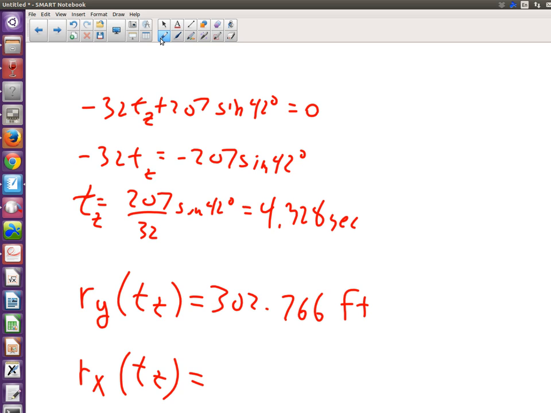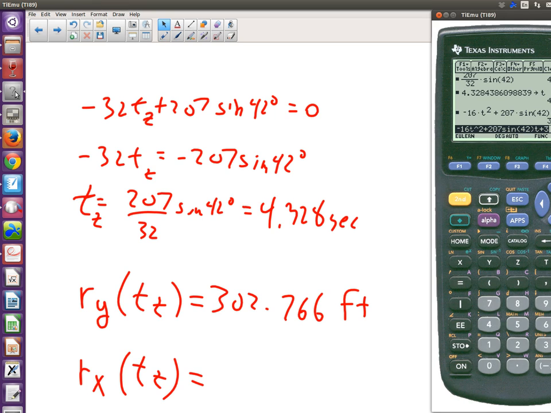So it starts at 3 feet, it goes up to 302 feet. Where does that happen? In the X component. Plug it in. So again, what was the X component of the position? It was 207 cosine 42 times T. So bring back HAL. I already have T stored there, so I'm just going to do 207 cosine of 42 times that T. The T's already been plugged in, and it's 665.842 feet. It didn't ask for that, but just for curiosity's sake, there it is.